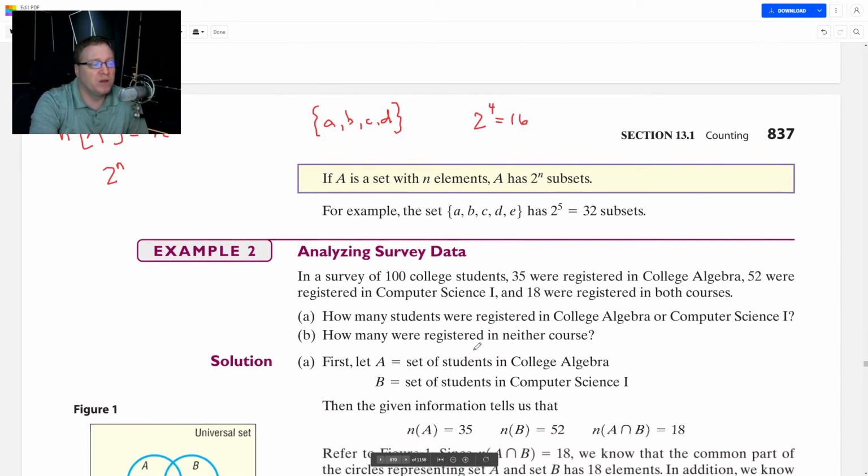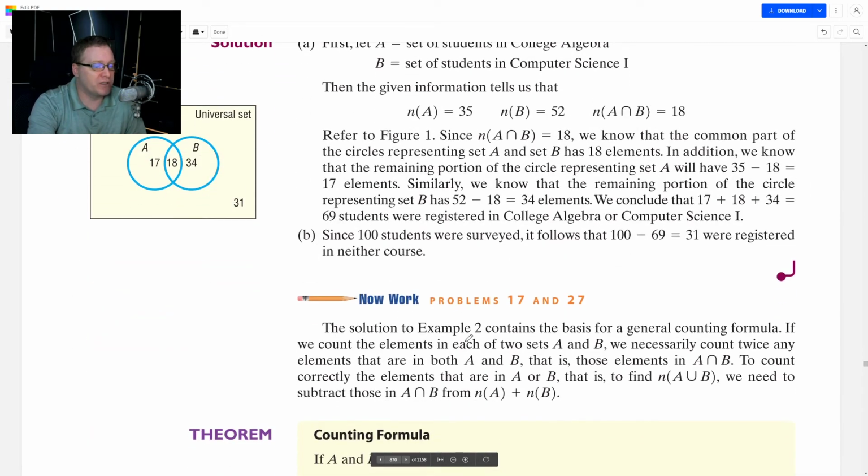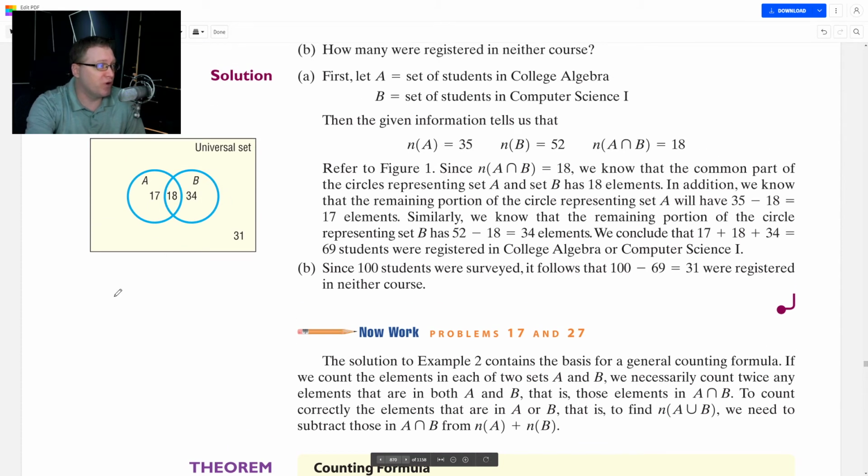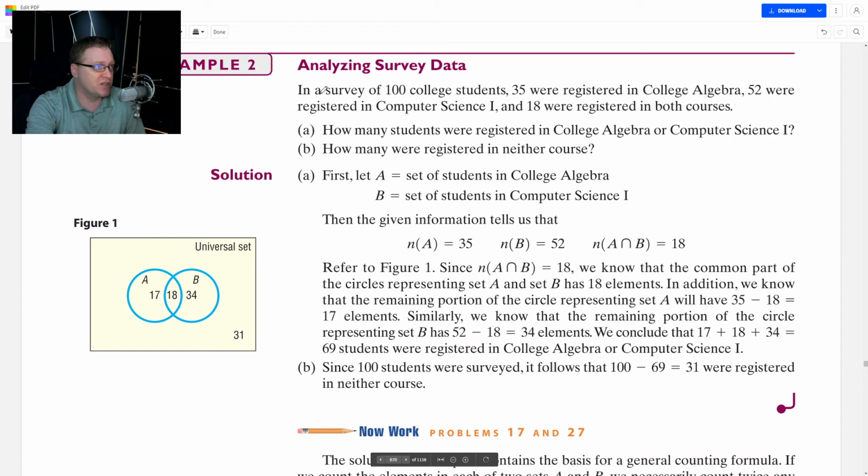Next, we're going to real quick talk about counting when we have overlapping groups. When we do counting problems, the most difficult thing that you're going to see is that there's going to probably be a lot of words. It's not just going to be mathematic formulas. You're going to have to read a word problem. So it says, in a survey of 100 college students, 35 of them were in algebra, 52 were in computer science 1, and 18 are in both of them.